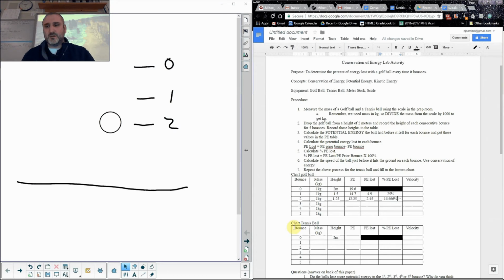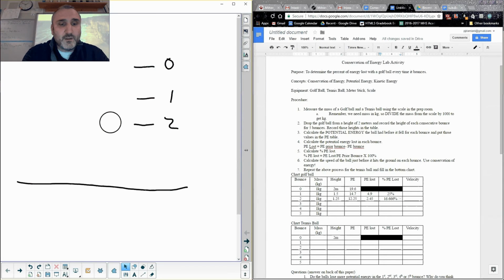And then the other good question is, what's the velocity of the ball as it's going to hit the ground? So on the 0th bounce, when I drop it from 2 meters, how fast is it going when it hits the floor? How fast is it going after it bounces? How fast is it going after that, and after that, and after that? So the way I can do that is I can realize that my potential energy was 19.6 joules. That gets turned into kinetic energy, and kinetic energy is 1/2 mv squared.